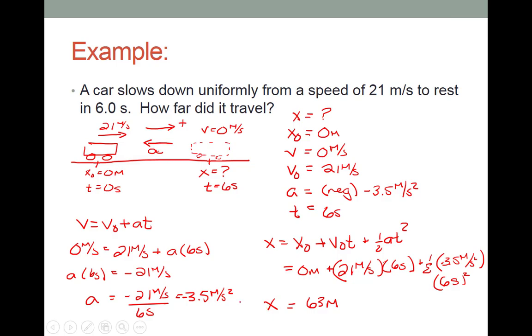Okay. Notice, had I chosen x naught equal 20, if I'd chosen to put my 0 somewhere else, then the answer I would have gotten here would be 83. I would have just added another 20 on. But that's not the question that this problem is trying to address. It wants to know how far did it travel. So if I did start it at 20 and calculated 83, I would then have to take 83 minus 20 to get 63 to tell me how far it traveled. So I might as well put my 0 where it makes sense to put the 0.